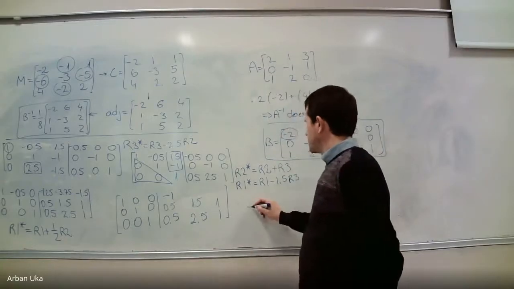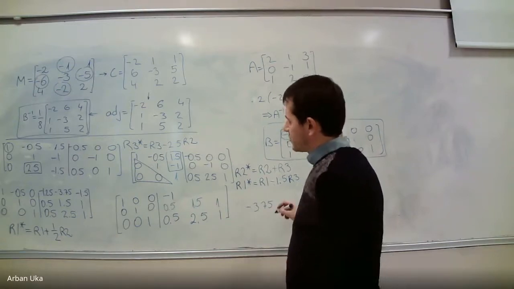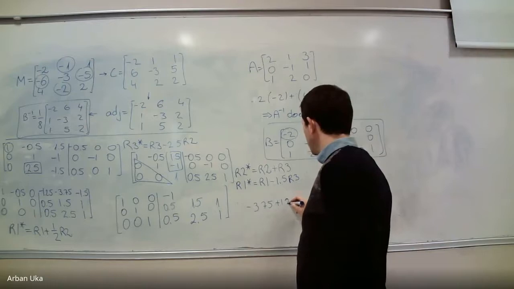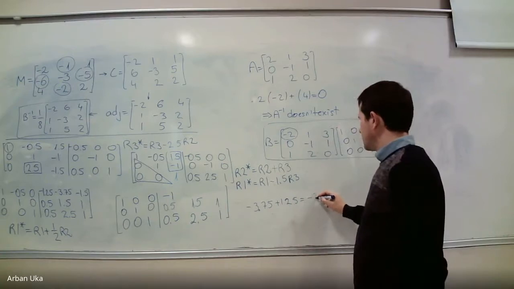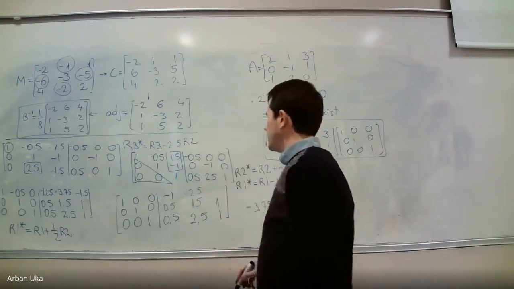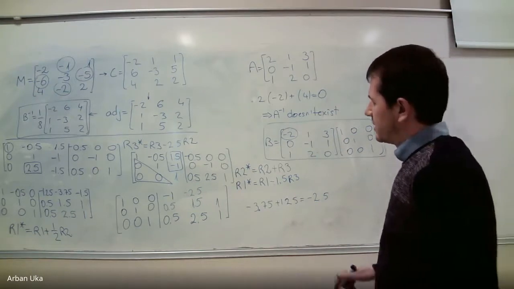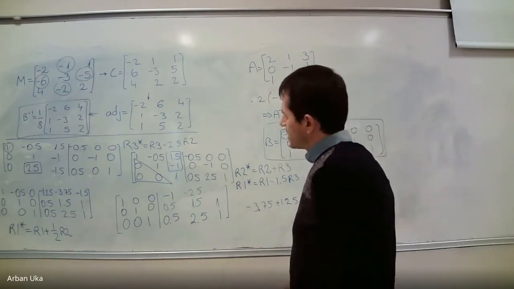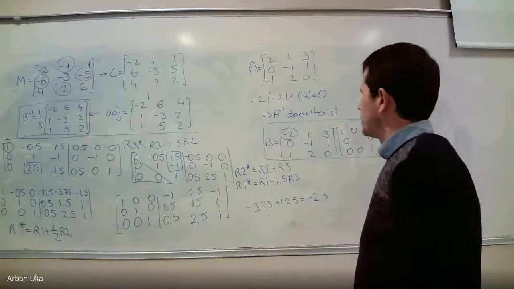Okay. No. Let's think for a moment. This is minus 3. Minus 3.5, I think. Plus, this is plus half, plus 1.25, plus 1.25. So this would be equal to minus 2.5, minus 2.5. Minus 2.5, and then we have here again minus 1.5 plus 0.5 minus 1. This is minus 1, okay? So this is what we get.